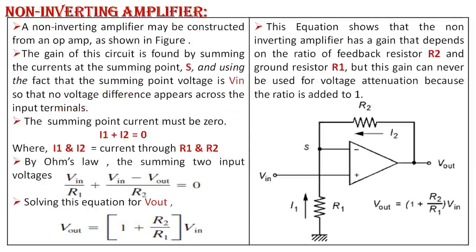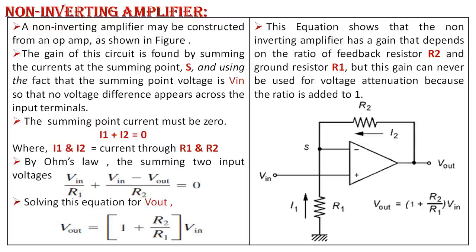A non-inverting amplifier can be constructed from an op-amp as shown in the figure. The gain of this circuit is found by summing the currents at the summing point S and using the fact that the summing point voltage is Vin, so that no voltage difference appears across the input terminals. The summing point current must be 0.